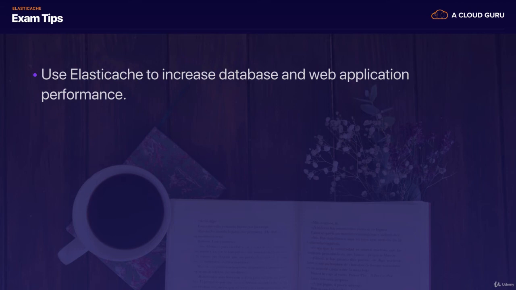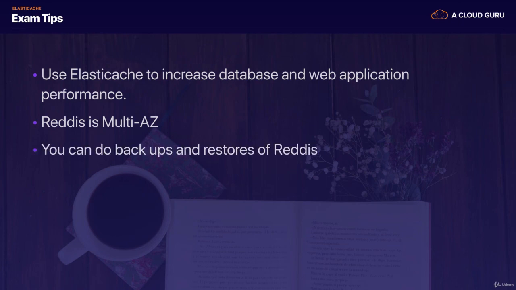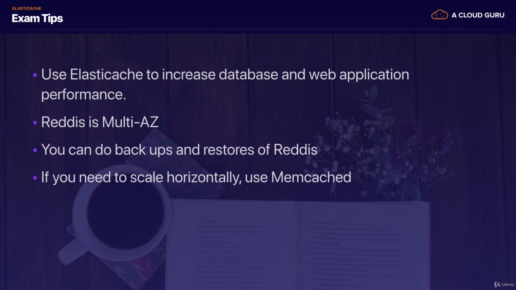At the Certified Solutions Architect Associate level, you're not really required to know the difference between Memcached and Redis, but you definitely need to know it going into the Certified Solutions Architect Professional exam. Just remember that Redis is multi-AZ and you can do backups and restores of Redis. If you need to scale horizontally, then you want to use Memcached. If you want something that can be deployed quickly and easily and you don't need to worry about backups or multi-AZ, then you want Memcached.